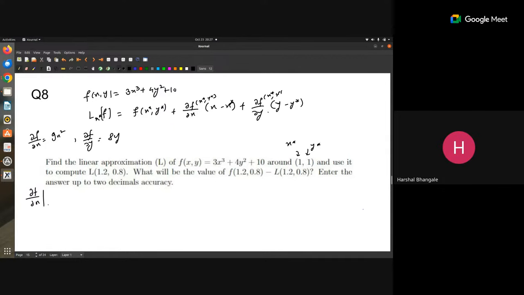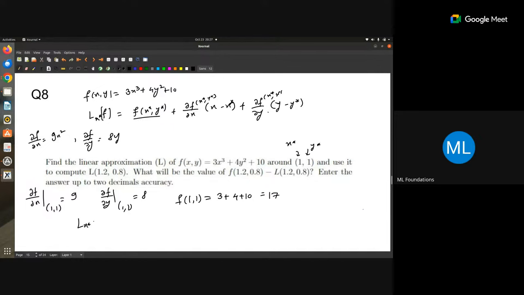So at 1, del f by del x is 9, and del f by del y at 1 is 8. What is the function value at 1? If I put f of 1, 1, it is 3 plus 4 plus 10, which is 17, right? Okay, so all these values I have got.